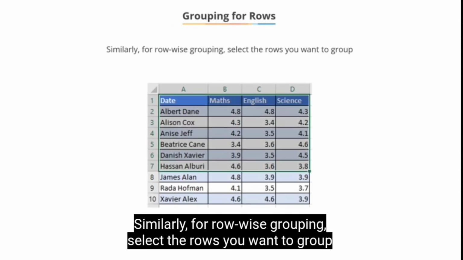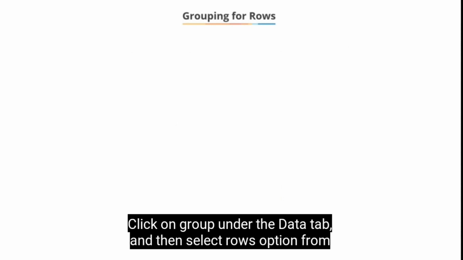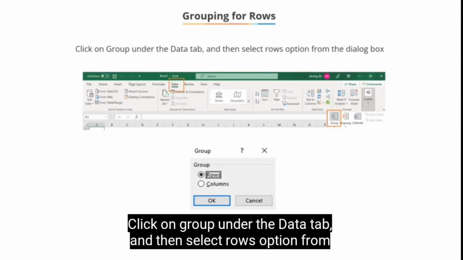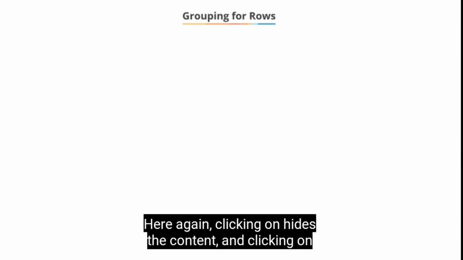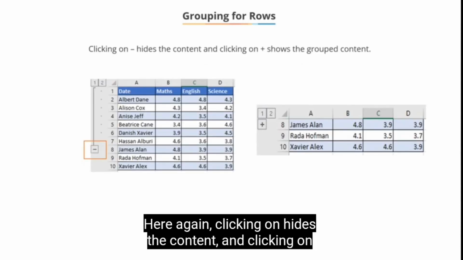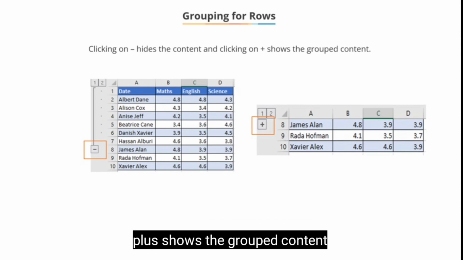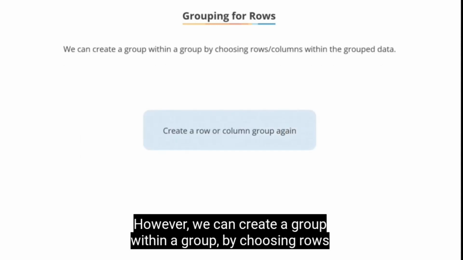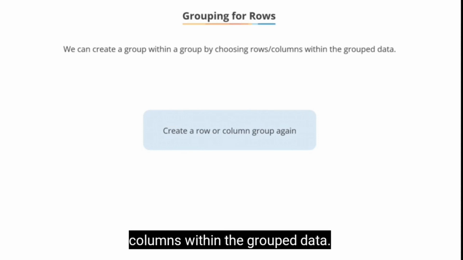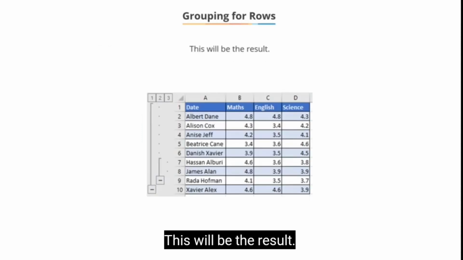Similarly, for row-wise grouping, select the rows you want to group. Click on Group under the Data tab, and then select Rows option from the dialog box and click on OK. Here again, clicking on hyphen hides the content, and clicking on plus shows the grouped content. However, we can create a group within a group by choosing rows or columns within the grouped data. This will be the result.